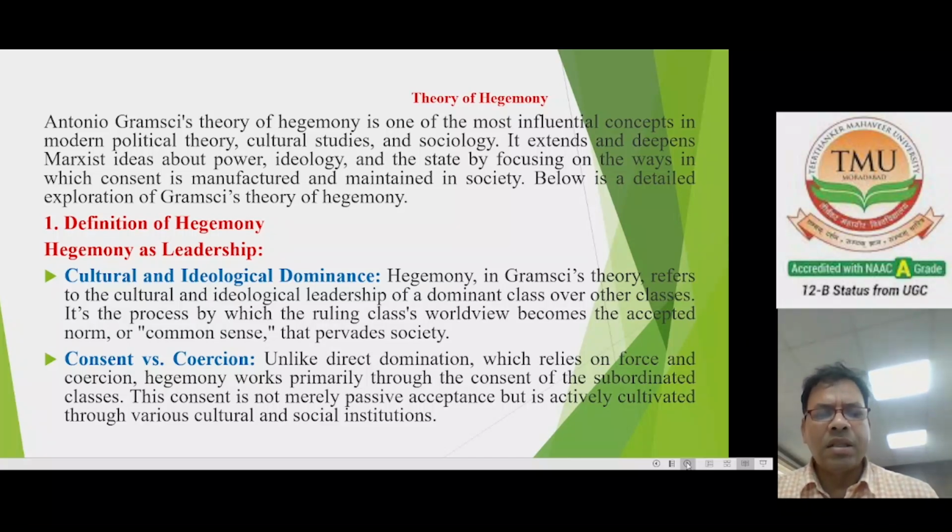society. Consent and coercion: unlike direct domination, which relies on force and coercion, hegemony works primarily through the consent of the subordinate classes. This consent is not merely passive acceptance, but is actively cultivated through various cultural and social institutions.